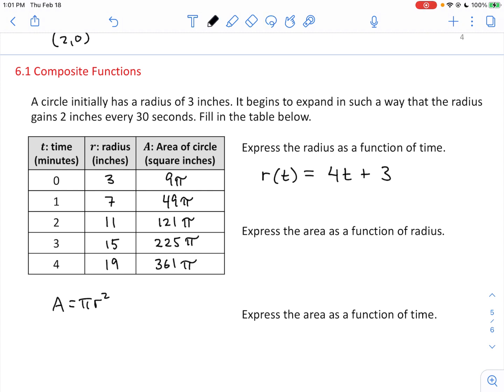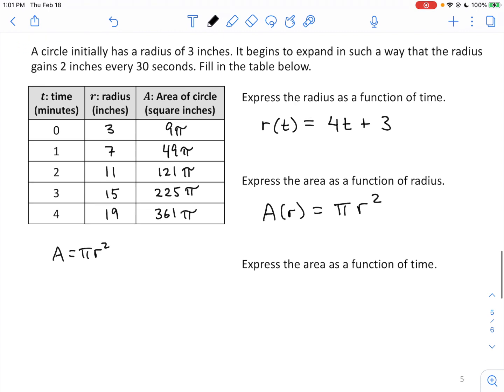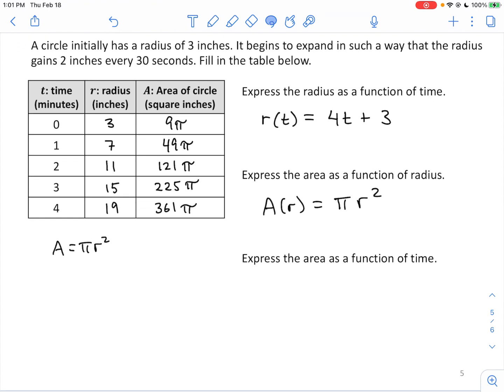Now express the area as a function of radius. So area as a function of radius, well, I've already written that. It's just pi r squared. And this is area as a function of radius. Now express area as a function of time. And here's where composition comes into play. Well, a of t is what we're after. And we're going to get it by doing a of r of t. In other words, we're doing a composition. We're doing a little o r of t. This is the composition notation.